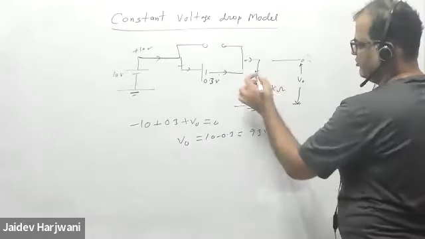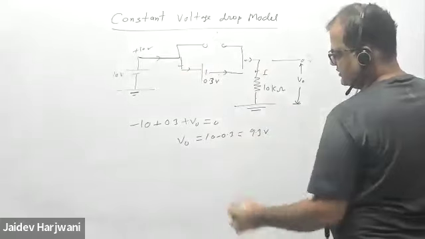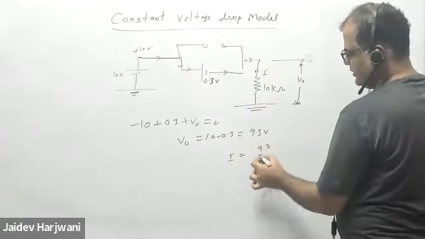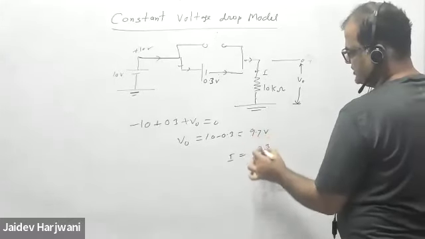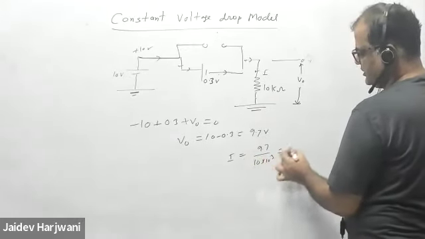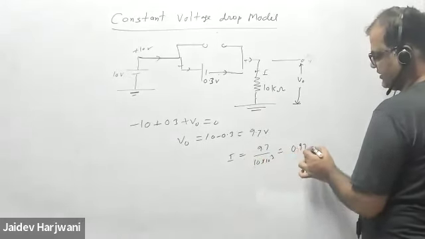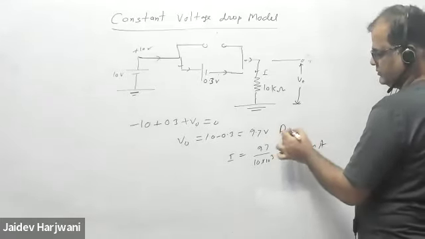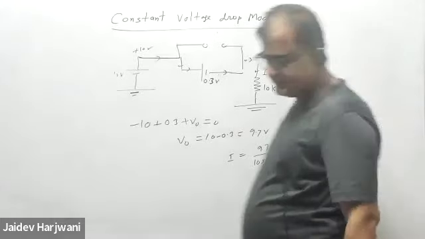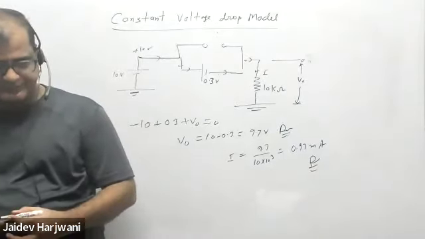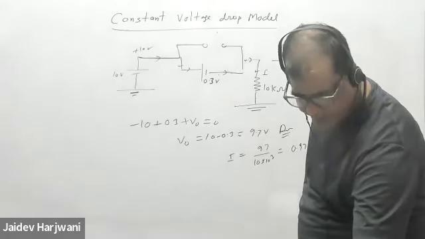And now if I want to find the current in the circuit, the current will be this 9.7, sorry, 9.7 divided by 10 kilo ohm. That will be 0.97 milliampere.